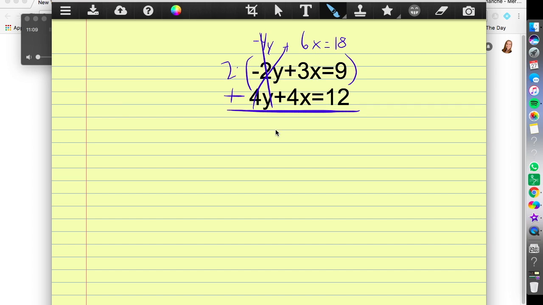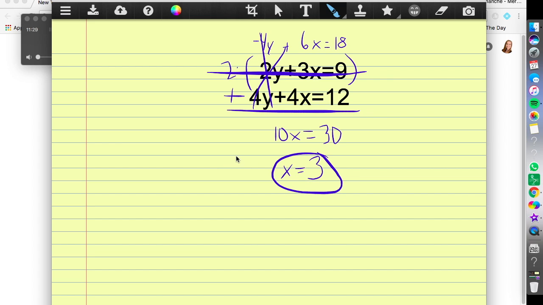Okay, then we're going to add our 6x and our 4x to get 10x's. And that's equal to, over here, we have now 18 plus 12. Again, we use this middle equation to rewrite the top one, so we can just forget about that one for now. So 18 plus 12 is going to be 30. And when we solve for x now, x is going to equal 3.